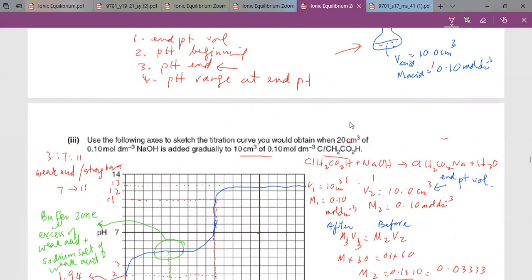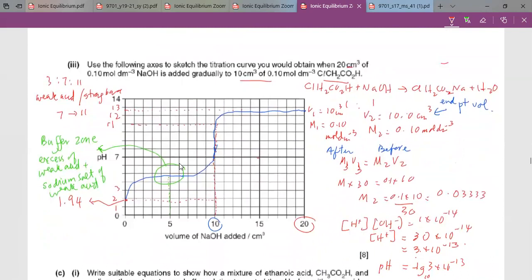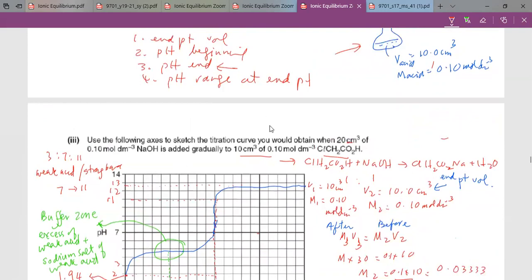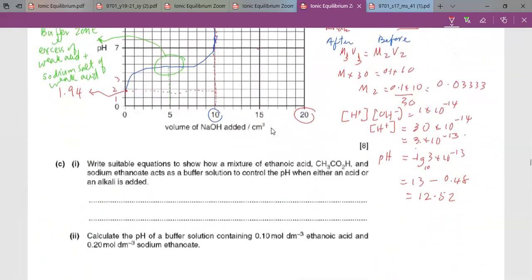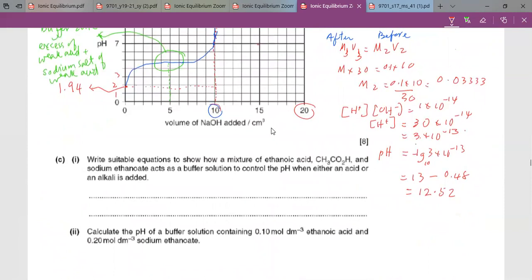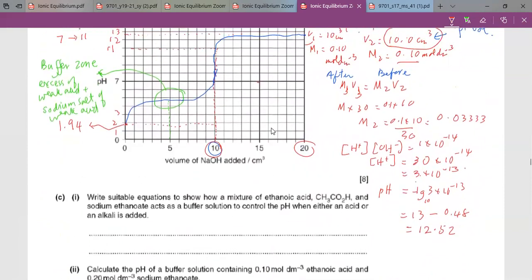So now let's go to the end point first. This is the equation, one to one, isn't it? The volume of the acid originally is 10 cm3. Of course the molarity of the NaOH is also the same, 0.1. Obviously, to be the same, this must be the end point at 10. So at 10, this is the end point here. So I draw it now.